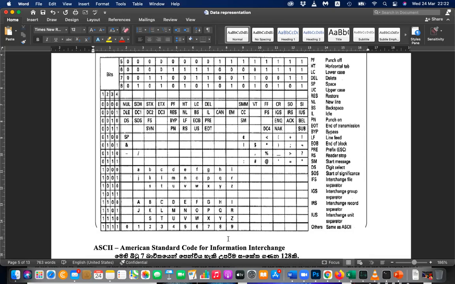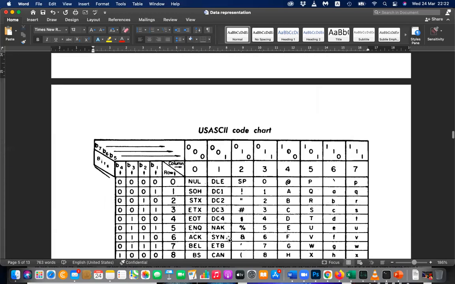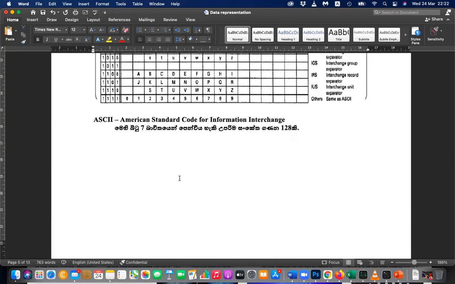Right, so there's another thing. Other than EBCDIC, there's another popular mechanism. That system is so popular among users, and we are still using it because of its popularity. That is called ASCII, American Standard Code for Information Interchange.